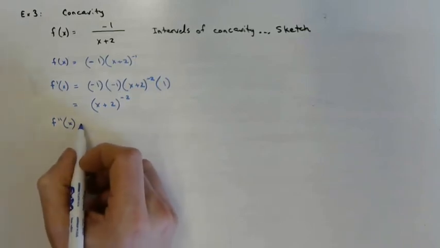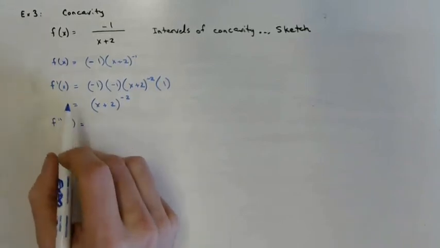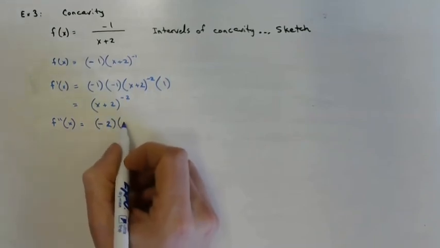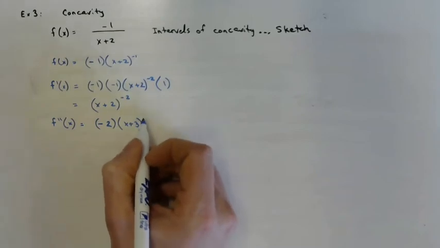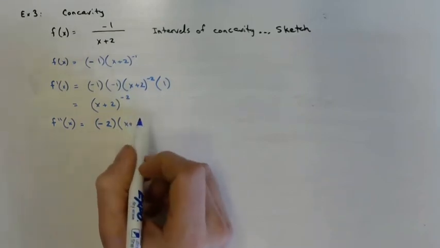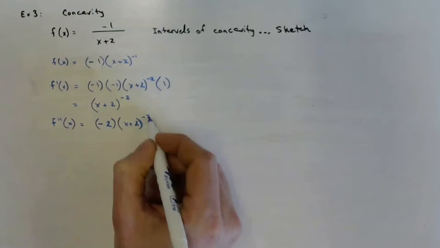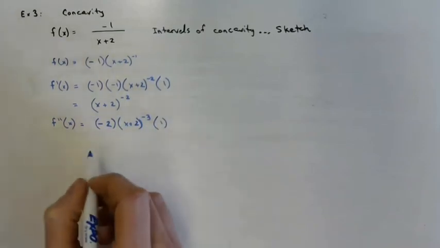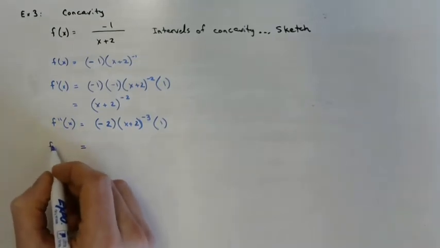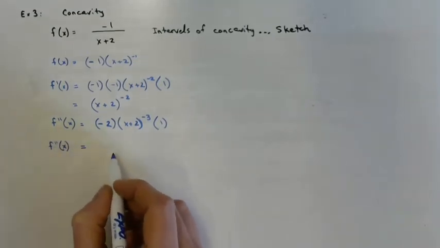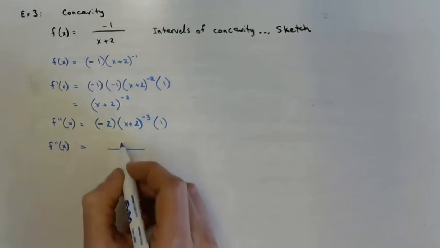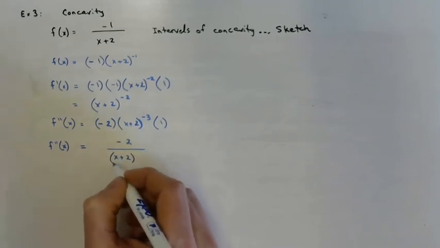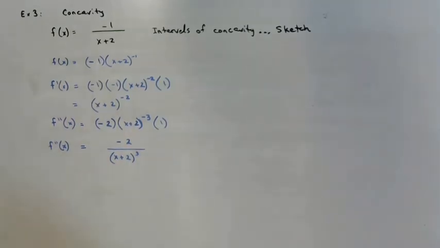Second derivative, taking the derivative of the derivative. -2, x plus 3, x plus 2 to the power of -3 times the derivative of the inner, which is 1. And then this, when we reduce it, we can put it back in rational form. So we've got -2 in the numerator and x plus 2 bracketed to the power of 3 in the denominator.